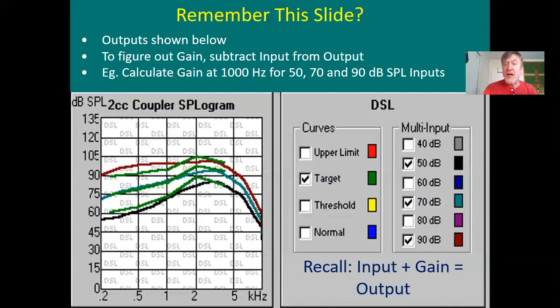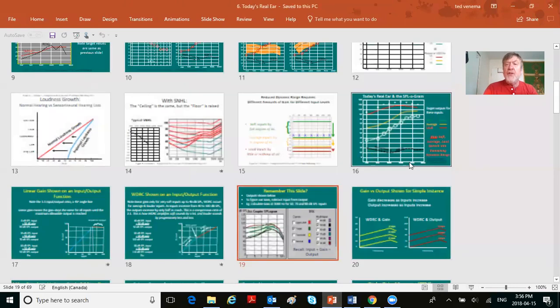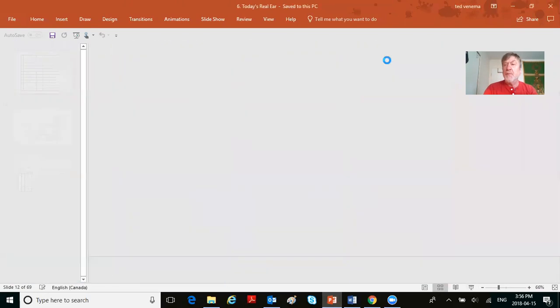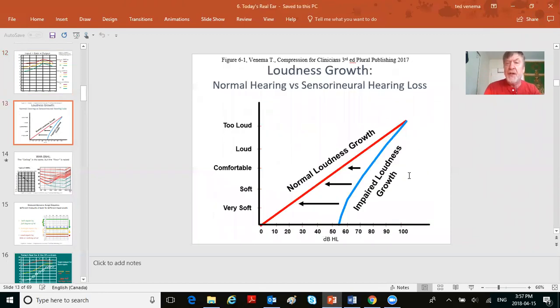And that has a lot to do with, I tied together that slide I'm just showing you, kind of with this slide up here. Look at that. It shows that the gain goes down as the inputs go up. So really you want more than half gain for soft inputs, about half gain for average inputs, and less than half gain for loud inputs. Why? All because of this.